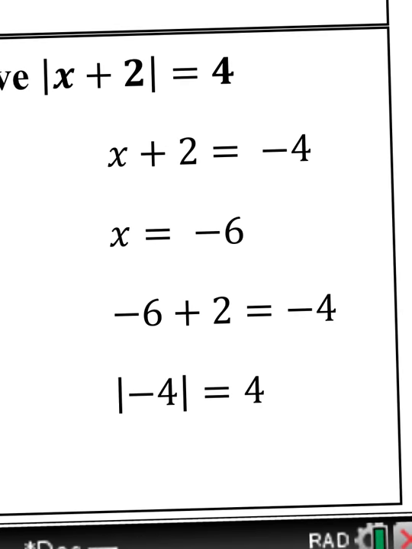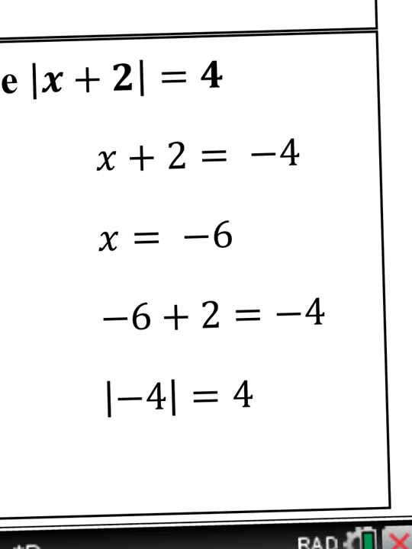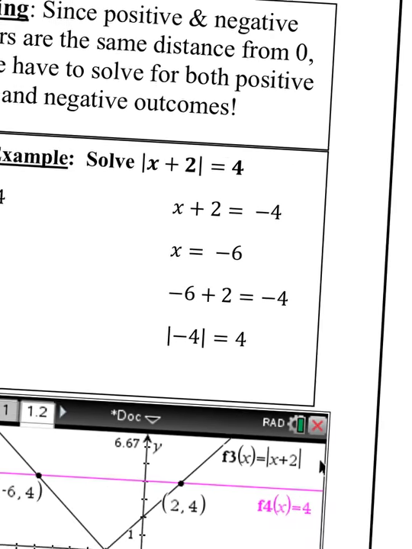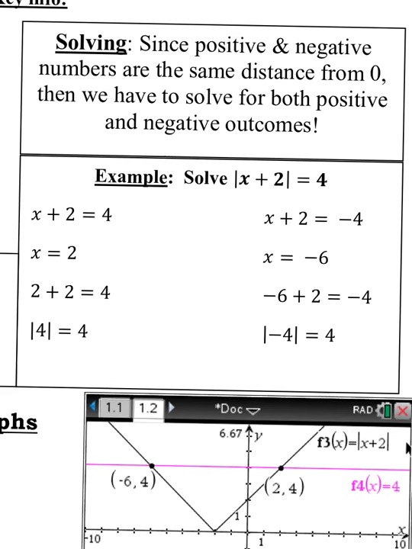All you've got to do is set it equal to -4 to figure out what you should plug in that could make the inside of that absolute value go to -4. And so that would be -6. -6 plus 2 is -4. Absolute value of -4 would also equal 4. So that's the tricky part with absolute values, to solve for both your positive and negative outcomes.